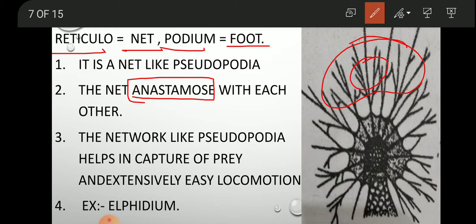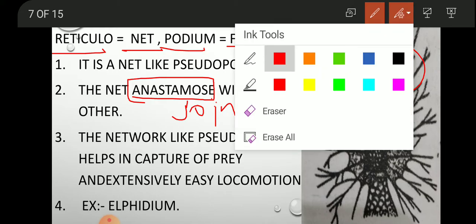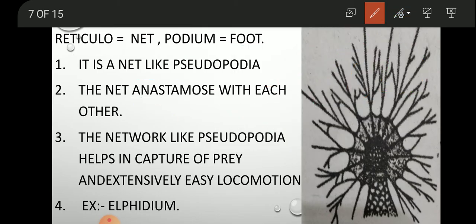What is meant by anastomose? Yes, anastomose means joining, joins with each other like this. Okay, means touching. All the pseudopodia are touching with each other in this type of pseudopodia. All these thread like structures are touching with each other.